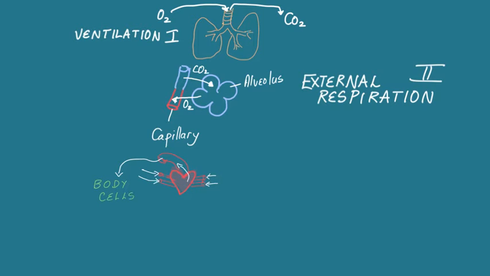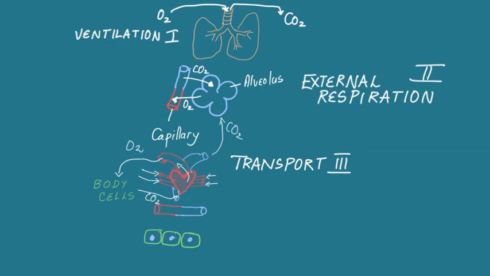In the body cells, carbon dioxide is formed, and so carbon dioxide is released from the body cells, and it can be transported back to the lungs, first via the systemic veins that take it to the heart, and then the pulmonary trunk that takes it to the alveolus. We call this stage transport. Oxygen is using systemic arteries to transport itself to the body cells, and carbon dioxide is using the systemic veins.